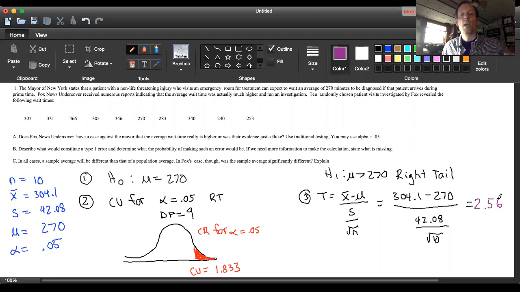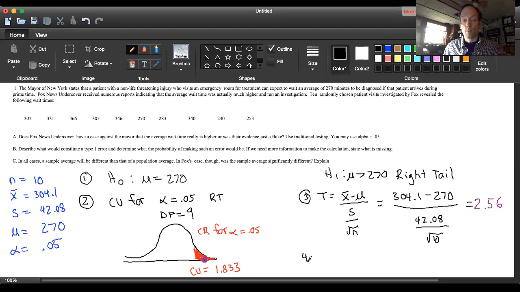Exactly the same number. So now I'm going to take my 2.56 and take a look at my curve. I'm going to see where it falls in relation to the critical region. And it looks like my 2.56 is a number that's greater than the critical value. So that's going to put me inside the rejection region. And that's all the information that I need to carry out step 4.